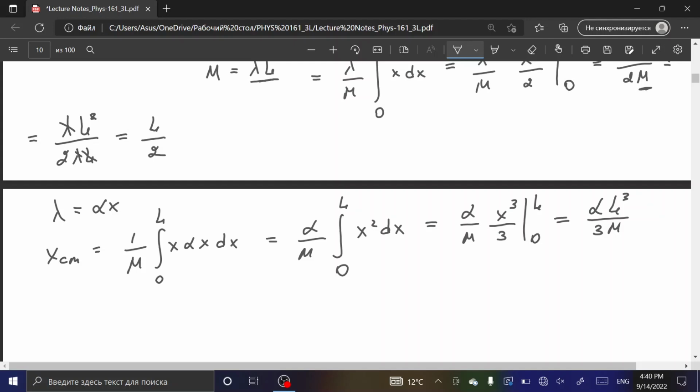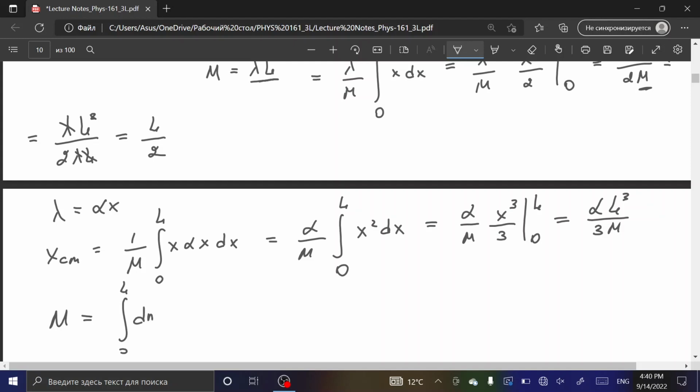What will be capital M? It will be lambda times L. You still have x. Yeah, you don't need to have x in your final equation. So how do we deal with it here? Before it was simple because we just multiplied uniform lambda by L. But here we need to determine the integral of lambda x. So the total mass will be equal to the integral, you're right, from 0 to L.